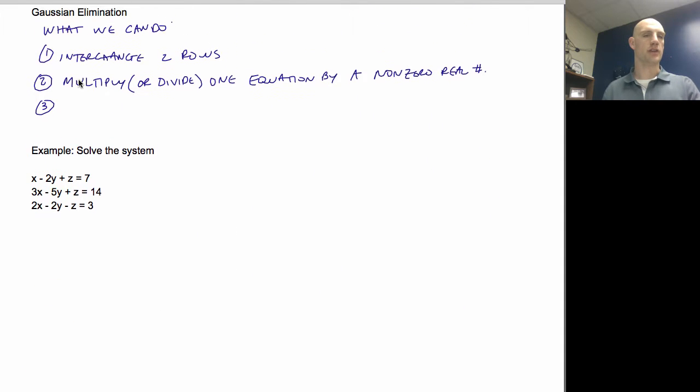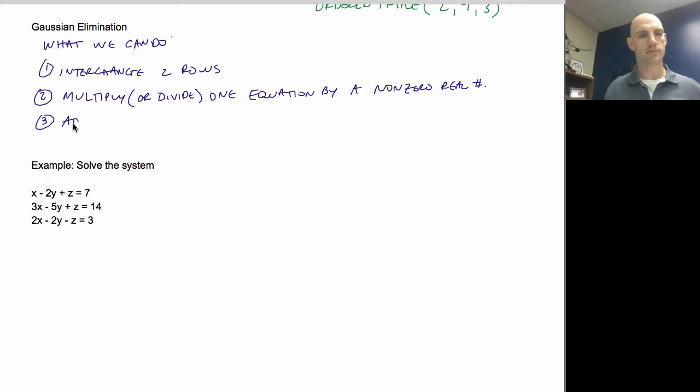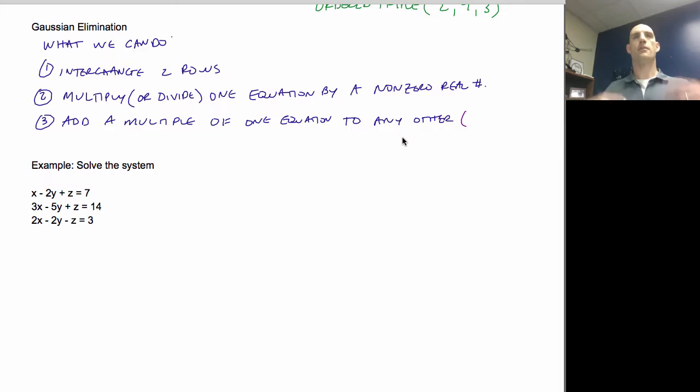The third thing that we can do is add a multiple of one equation to any other. And before you start to think, I don't really know what that means, I'm just writing it down. The process that we're actually going to be doing is elimination, except we have three equations. So I'm just going to put in parentheses elimination. We're going to be doing elimination with two equations at a time. Let's look at an example.